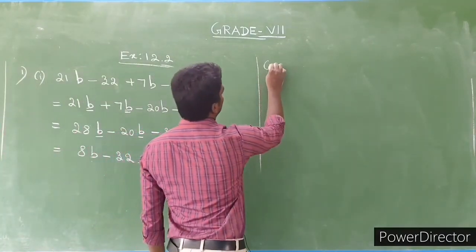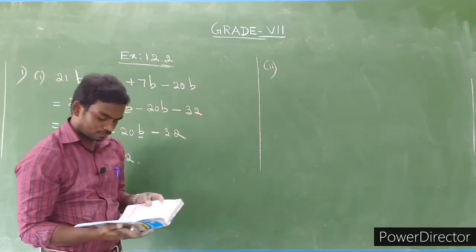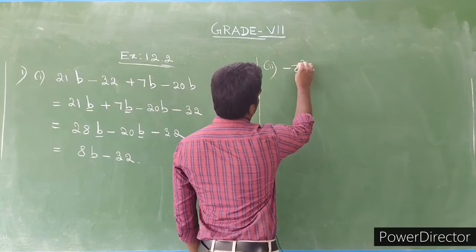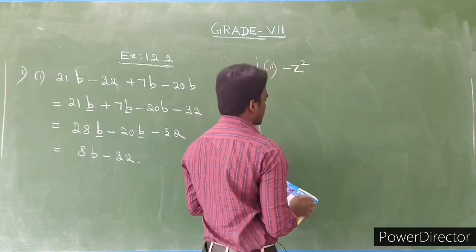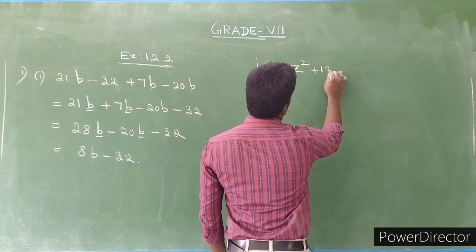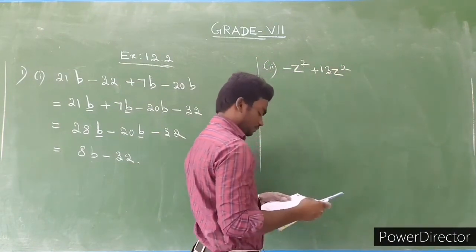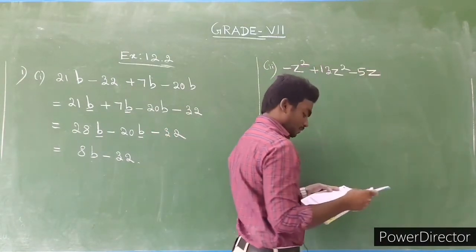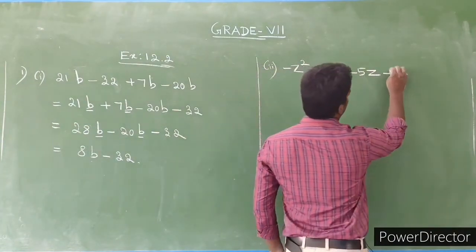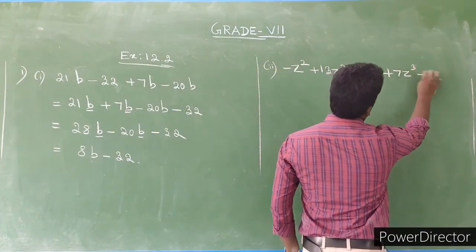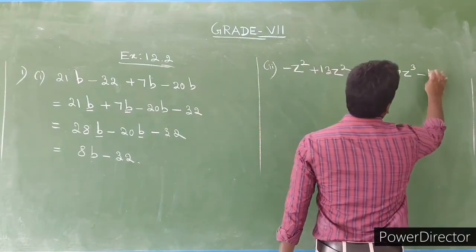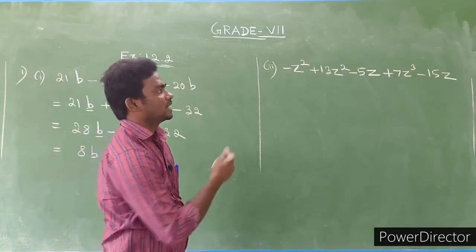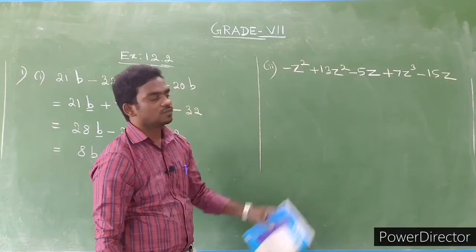Next, second one: minus z square plus 13z square minus 5z plus 7z cube minus 15z. So what is our second question? Minus z square plus 13z square minus 5z plus 7z cube minus 15z is given.